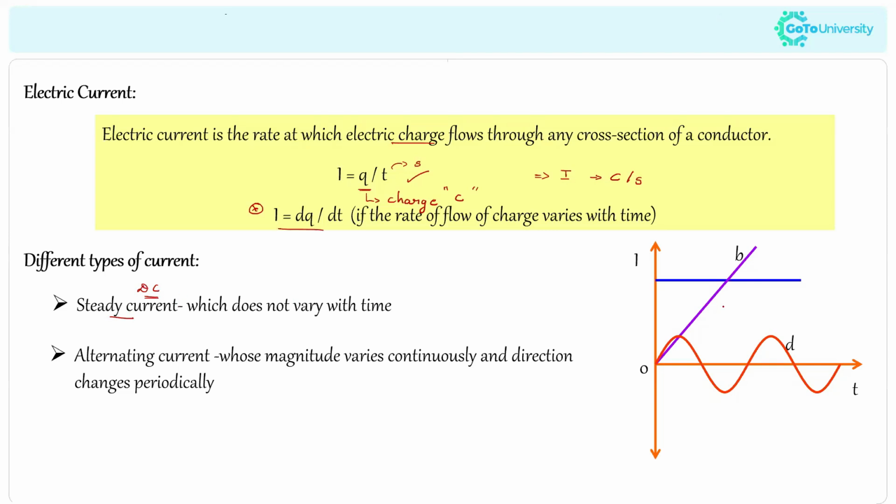Using the diagram I'm going to explain direct current, or the steady current, which will not vary with respect to time. Here I show the graph between the current and time. The graph in blue color represents the DC current because it does not vary with respect to the time. So this is DC current.